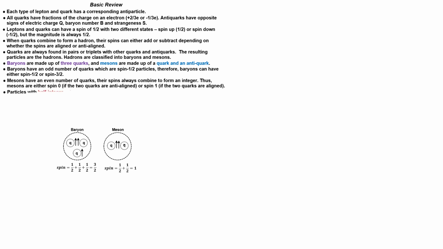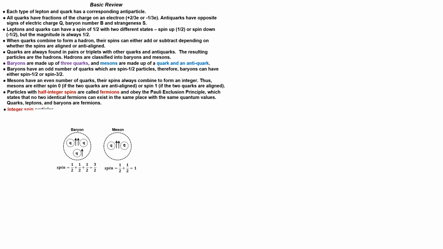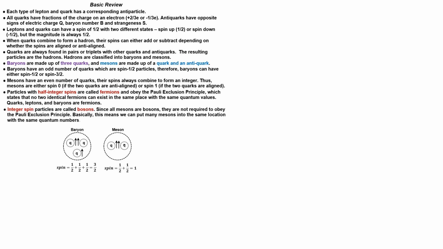Particles with half-integer spins are called fermions and obey the Pauli exclusion principle, which states that no two identical fermions can exist in the same place with the same quantum values. Quarks, leptons, and baryons are fermions. Integer spin particles are called bosons. Since all mesons are bosons, they are not required to obey the Pauli exclusion principle. Basically, this means we can put many mesons into the same location with the same quantum numbers.